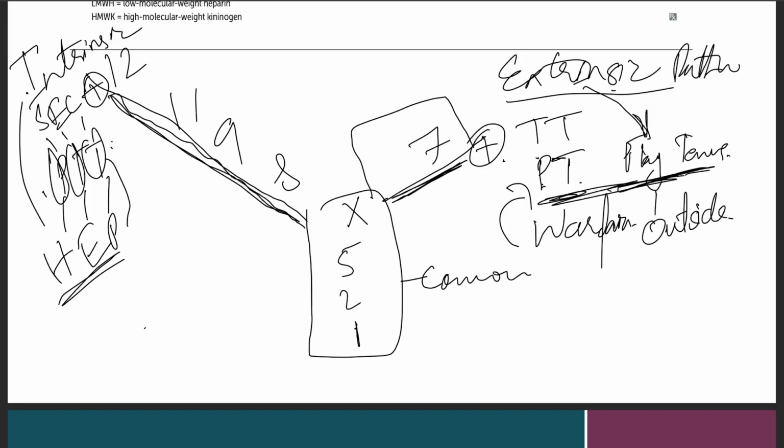Now factor 2 is called prothrombin, which will be converted into thrombin. Factor 1 is called fibrinogen, which will be converted into fibrin. That's all for the coagulation cascade.